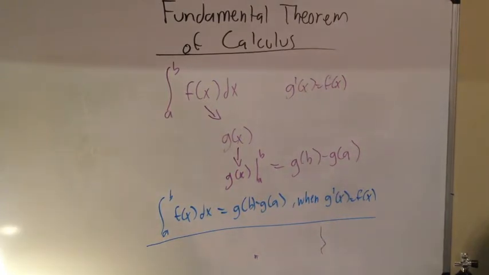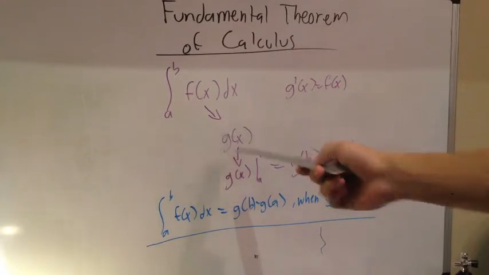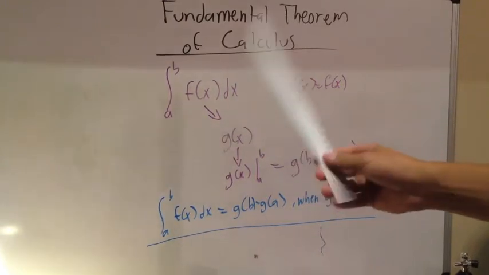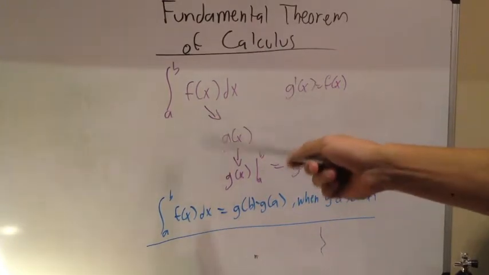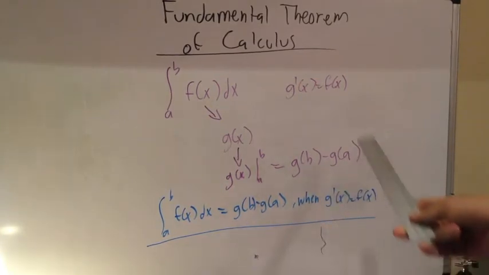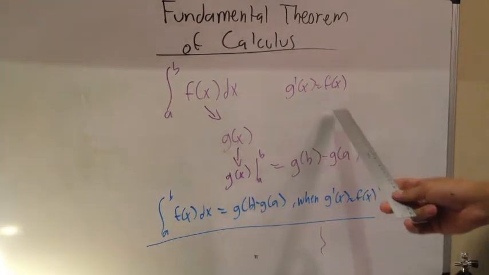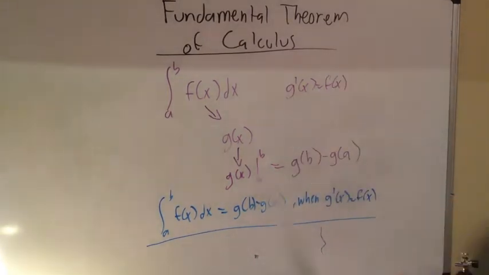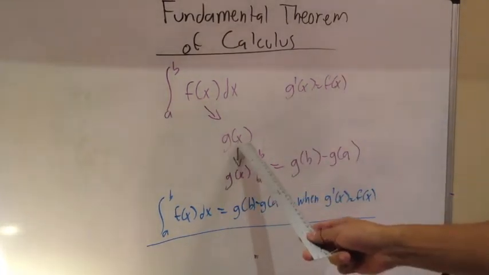The way to find the value of an integral is simple. Let's say that this is our integral, the definite integral of f of x from a to b. What you need to do first is find the indefinite integral of f of x. Let's say that in this case g prime of x equals f of x. Therefore, the indefinite integral of f of x is g of x.